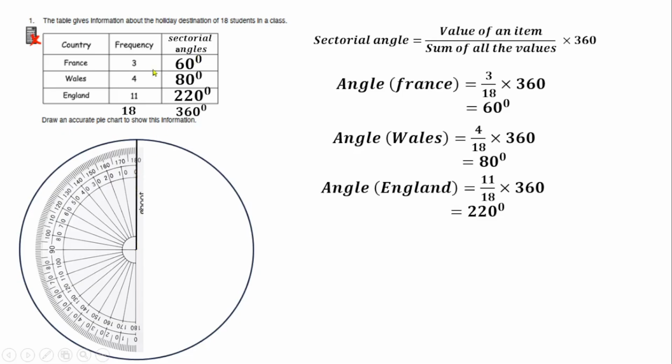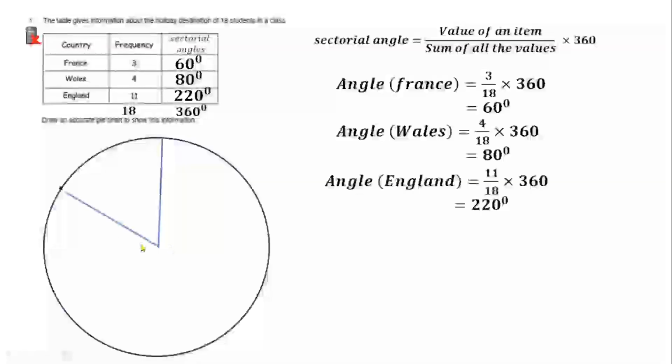Then what do you do? The first angle is 60 degrees. So you start reading your angle from 0, 10, 20, 30, 40, 50, 60. So this is 60 here. Then take your pencil and make a dot at the circumference here. So I've made my own dot. Then I can now remove this protractor. Then I'll draw a straight line there.